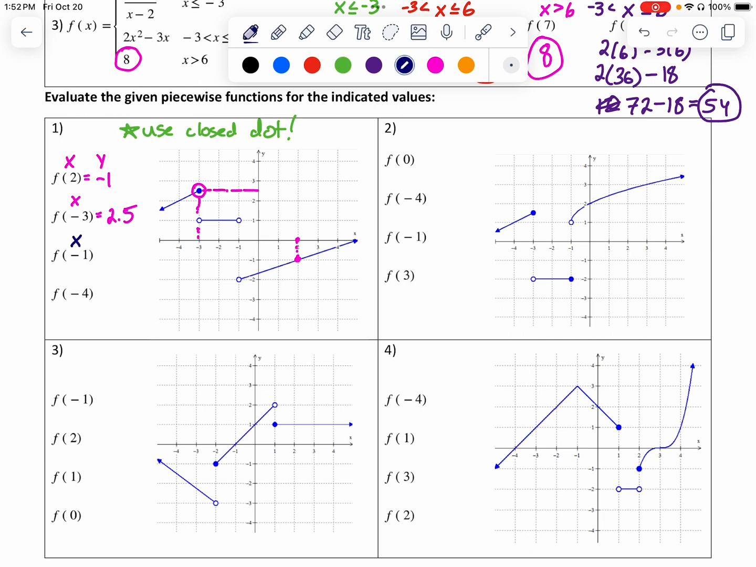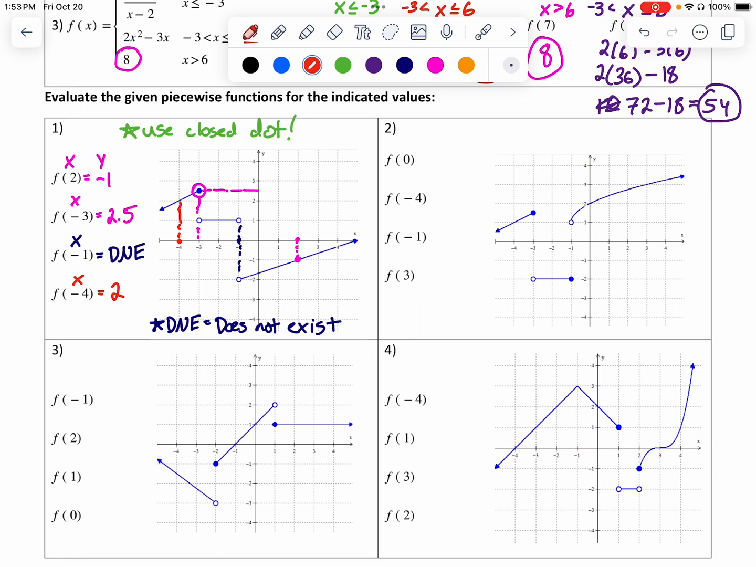Next one, x is -1. So if I go over to -1, it's here. So it also has 2 dots, but they're both open. So if they are both open, there is no solution. So we're going to say does not exist. So DNE stands for does not exist. So if you want to write yourself a note, DNE stands for does not exist, because no solution exists there because they're both open dots. Finally, when x is -4, that's here. If I trace it to where it hits the line, that is where y is 2. So my solution is 2.